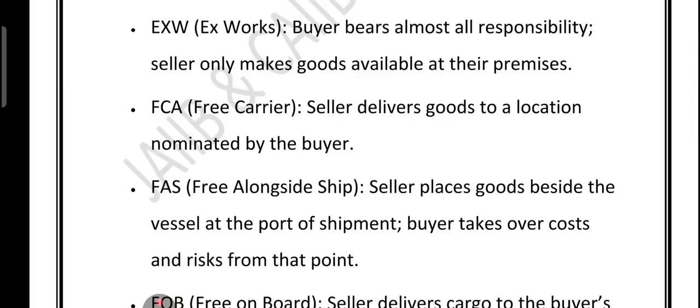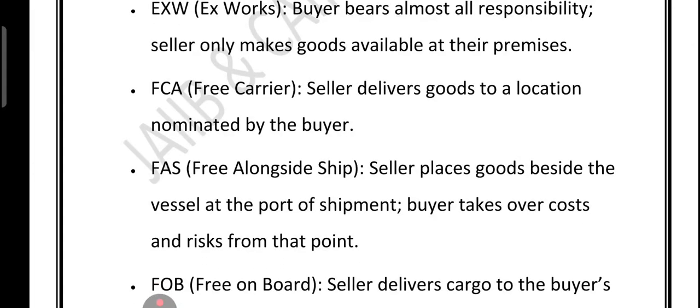Then what about FCA? FCA is called free carrier. So what is the meaning of free carrier? Here the seller takes the goods to a location that the buyer has chosen, like a shipping terminal or transport hub. From there, the buyer takes over. So that is all about FCA. In short, we call it free carrier. Free carrier means the seller's job is to take the goods to a location which the buyer has chosen. Maybe the buyer has chosen a shipping terminal, maybe a transport hub. So basically, the seller takes the goods to this location.